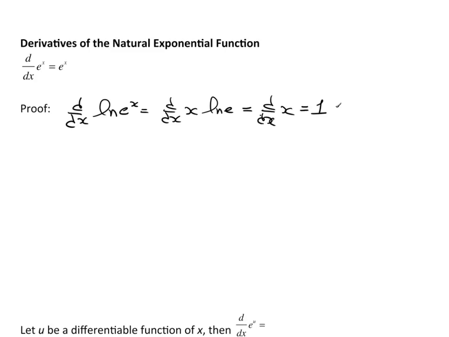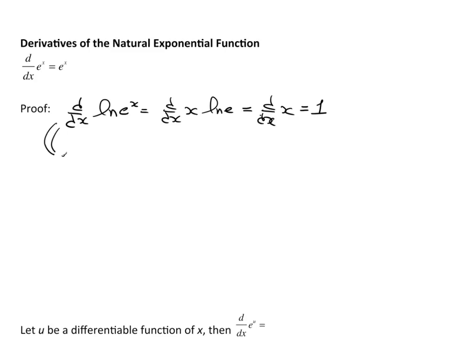d dx of ln of e to the x is equal to d dx of x ln e, but ln e is 1, so this is really the same as d dx of x, which is equal to 1. Okay, so I know that d dx of ln e to the x is actually equal to 1.